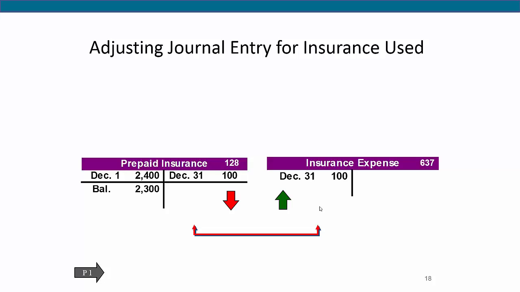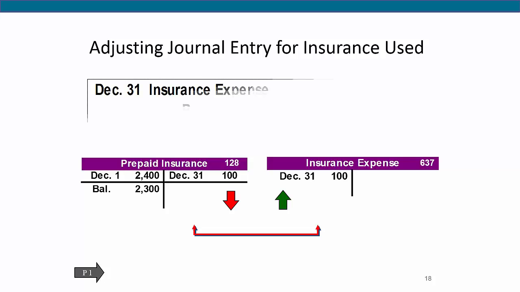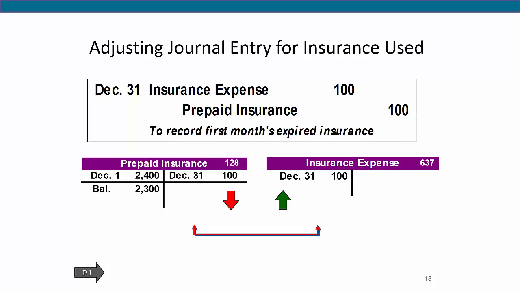In our adjusting journal entry at December 31st, we will debit or increase insurance expense account for $100, which is 1/24 of 2,400, and we will credit or reduce the prepaid asset, the asset prepaid insurance. Here's our journal entry. Please don't forget, once all adjusting journal entries are recorded in the general journal, we must post them to the general ledger so that the account balances will be correct.